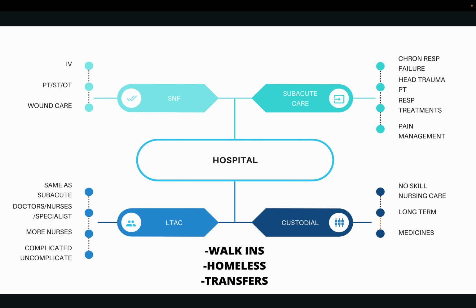But also there are 4 other places that you can receive patients from, and these are the different facilities that are around the hospitals. I'm going to mention the 4 of them: skilled nursing facilities, subacute care facilities, LTAC or long-term acute care facilities, and custodial care facilities.